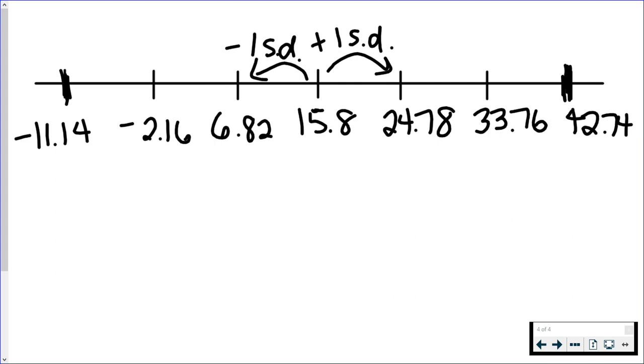So in order for us to have an outlier, someone would have had to score less than negative 11.14 points, which makes no sense in a basketball game, or someone would have had to score more than 42 points in this game. Well, in the table that we used, none of those people scored more than 42.74 points, and nobody scored negative points. So we have no outliers.